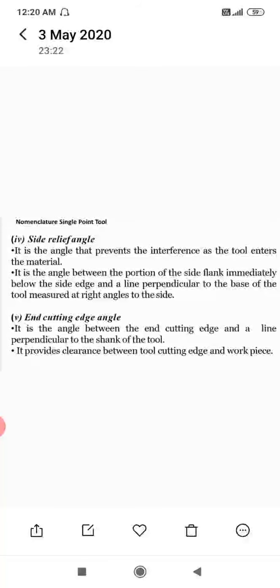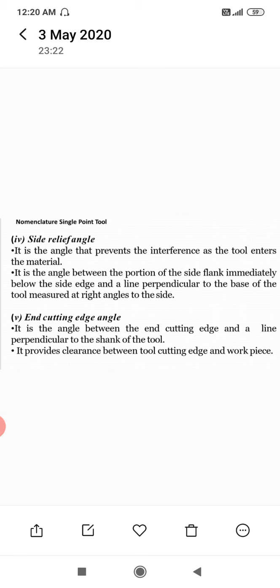Next, side relief angle. Side relief angle is provided to help avoid rubbing when the tool is fed sideways into the workpiece. In general, side relief angle is very small, 6 degrees to 10 degrees. If the relief angle is very small, the tool will break down due to insufficient support of the cutting tool.